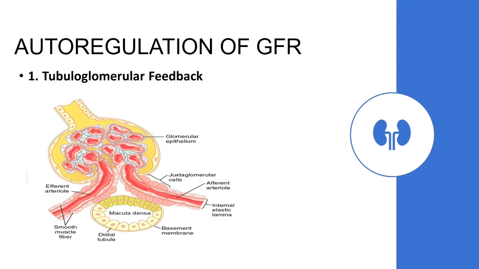Now we come to the autoregulation of GFR. In this, the first process we will see is tubuloglomerular feedback. Before understanding this, let us take a look at the basic anatomy of a nephron. As we can see in the diagram, the Bowman space along with the afferent and the efferent arteriole is seen. The macula densa in concern is a layer of specialized epithelial cells which are formed in the distal convoluted tubule of the nephron. As you can see in the diagram, these are in contact with the afferent arteriole.